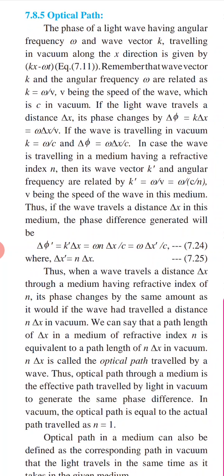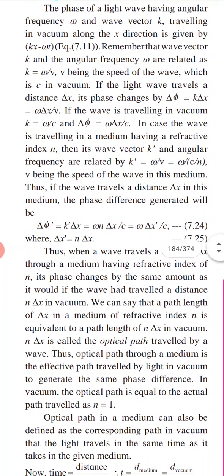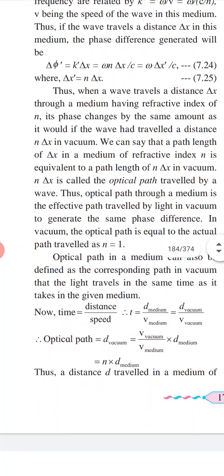So in case the wave is traveling in a medium having refractive index n, then the wave vector k dash and angular frequency are related: k dash is equal to omega upon v, and we know that v is equal to c upon n, v being the speed of the wave in this medium. Thus, if the wave travels a distance delta x in this medium, the phase difference generated will be delta phi dash, equal to k dash delta x, that is omega n delta x upon c, which is equal to omega delta x dash upon c, where delta x dash is equal to n into delta x.